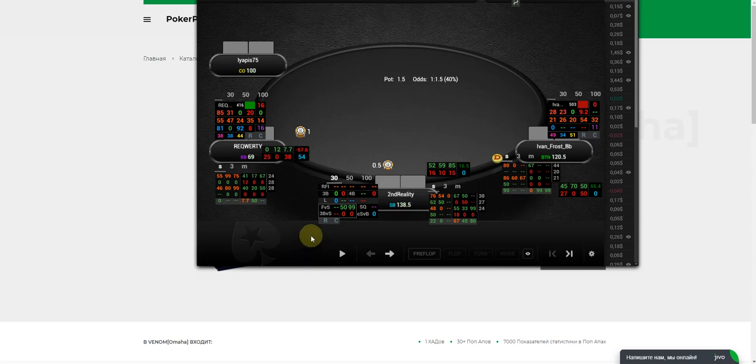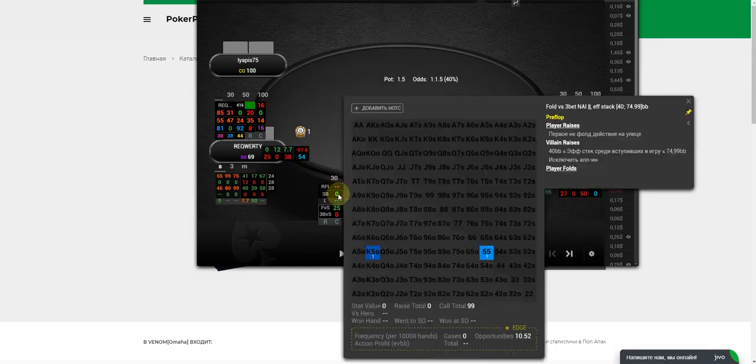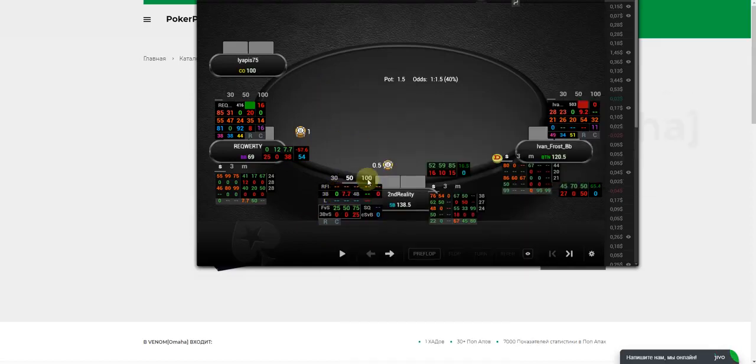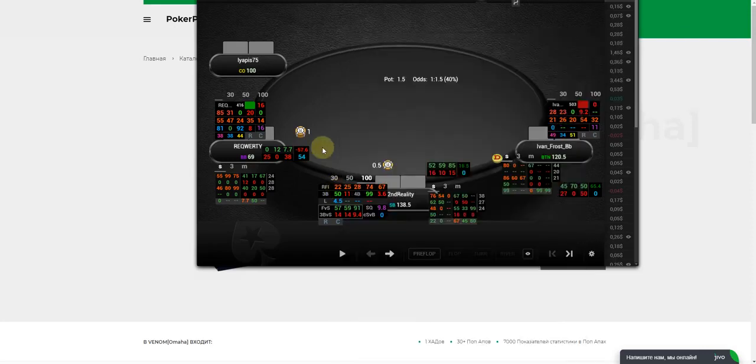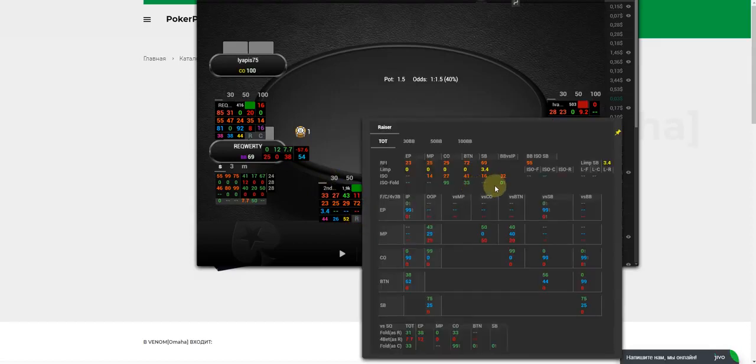Actually, 30 is approximate. 30 means between 25 and 40, 50 means between 40 and 75, and 100 means between 75 and 115 big blinds. We also have additional buttons at the bottom, R and C. What do they mean? If we click the R in the general HUD, we are shown the raiser pop-up.